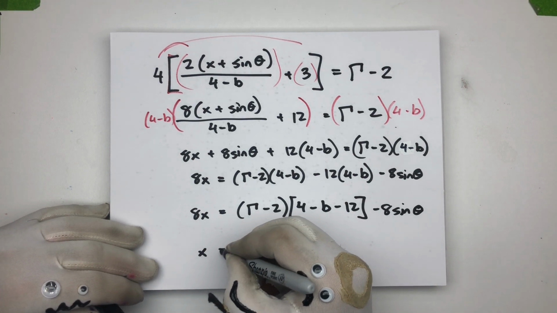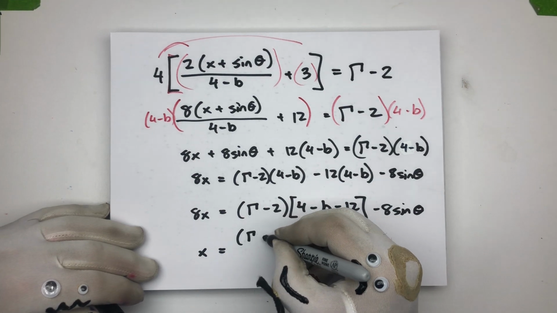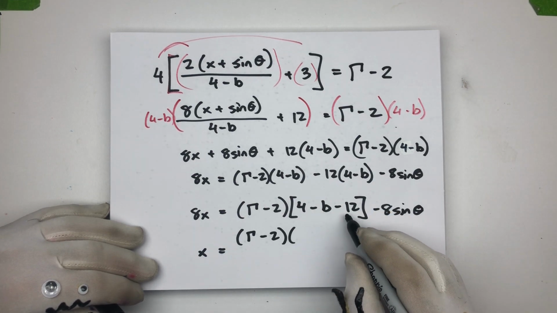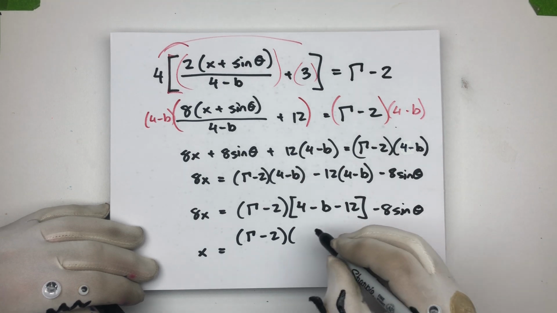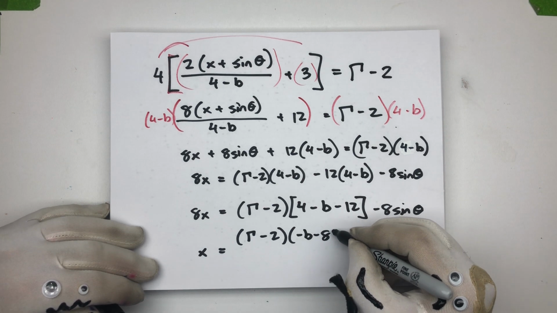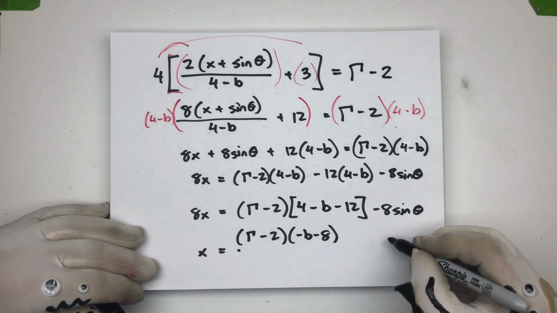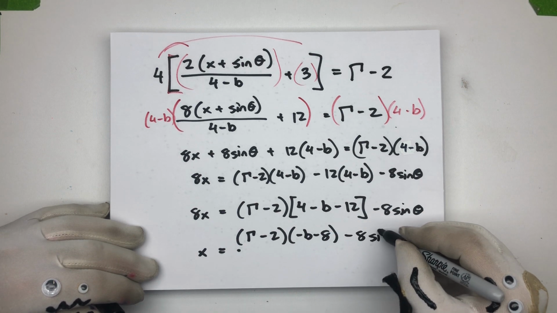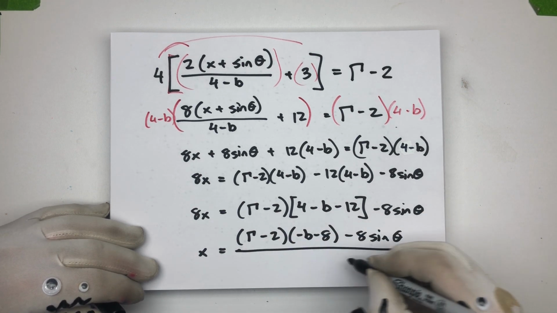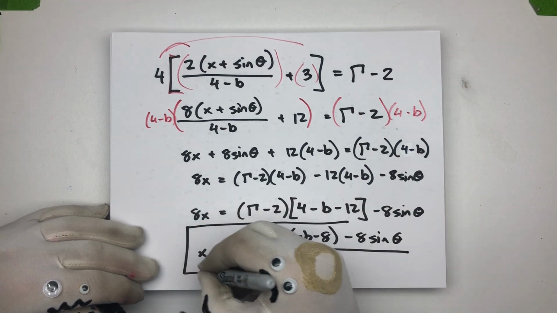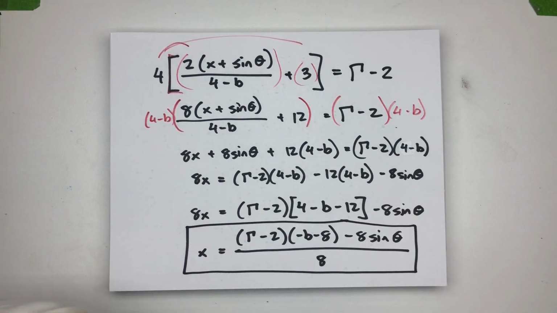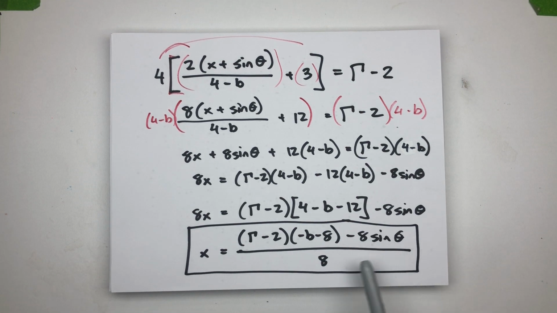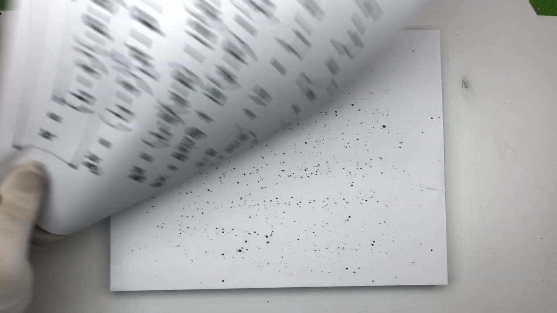I'm going to get 4 minus b minus 12, bracket closed, minus 8 sine theta, and then I'm going to divide by 8, and it's going to look real nice now because now I've got a gamma minus 2. 4 minus 12 is negative 8, so I'm going to get minus b minus 8, bracket closed, all over, minus 8 sine theta all over 8. Okay, so there's that one. Now you could have expanded this and had a whole bunch of terms up there, and I'm fine with that too. No big deal. Okay, let's do one more.